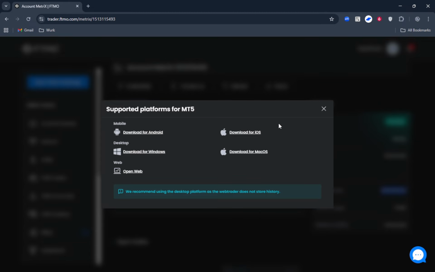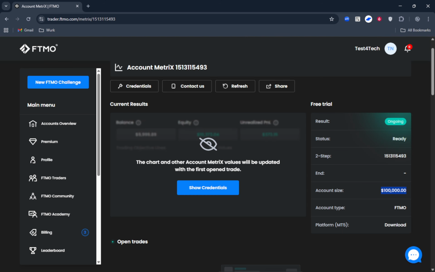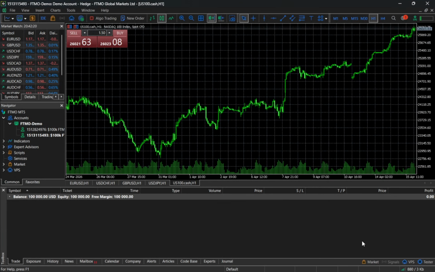Your goal is simple. Make a profit to reach the lower target while staying safely within the max daily loss and the max total loss. Think of it as a consistency test. You don't need to be a hero, you just need to be disciplined.